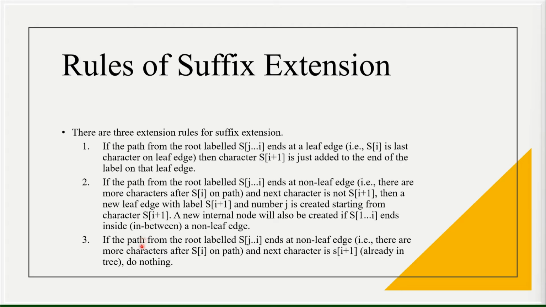The third rule is, if the path from the root labeled s of j to i ends at a non-leaf edge and the next character is s of i plus 1, then we have to do nothing. What this means is that there is already a character, or an edge, or a substring already present in the tree, and if the same gets repeated again, we don't have to do anything. We will just increment the counter for it. I will explain it with an example so that everything will be clear.